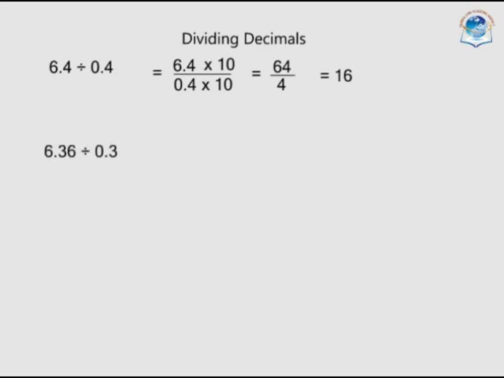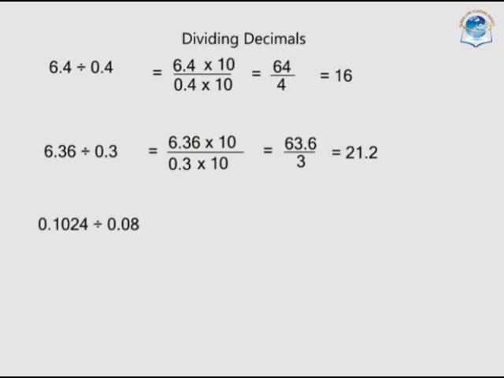6.36 divided by 0.3. This is equal to 6.36 over 0.3. We make the denominator whole by multiplying it by 10, but we also do the same with the numerator. So we have 6.36 times 10 over 0.3 times 10. That gives us 63.6 over 3, which is equal to 21.2.